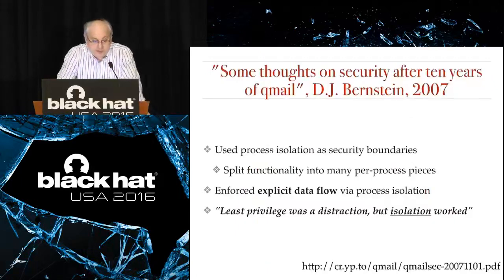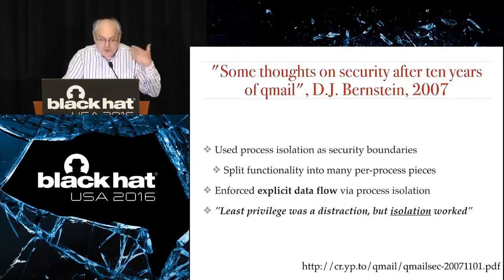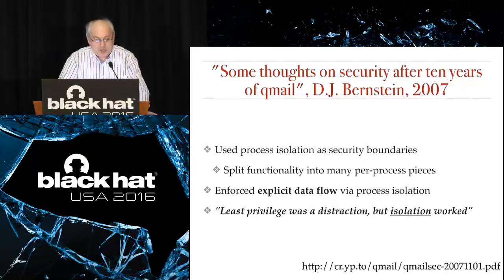And finally, there is qmail, which has a pretty damn good security record, where DJ Bernstein undertook to rewrite an MTA, a mail transfer program, isolating everything that could be isolated by splitting it into processes. And the lesson learned was, as he put it, that least privilege was a distraction, but isolation worked. So you should not be obsessive about your policy, enforcing the minimum privilege. This is too much work. But you should be isolating things that are meant to work on other things as much as you can.